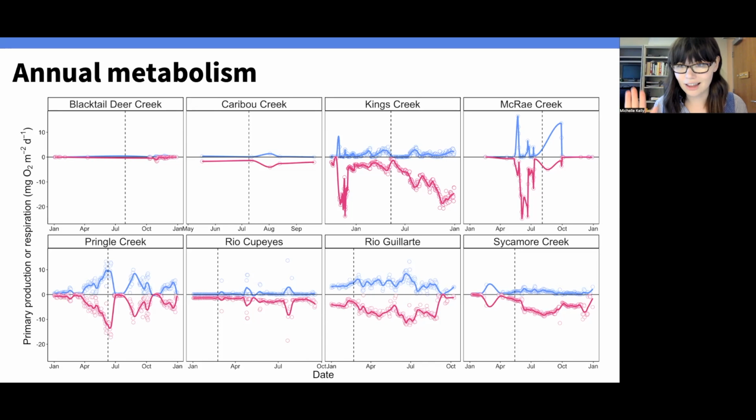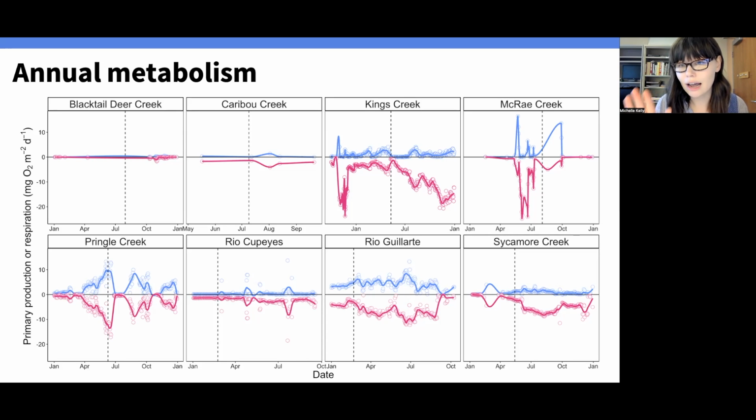The dotted line you'll see on the plots is the date we took those nitrogen fixation and denitrification measurements. At some of these sites, we're taking those N cycling measurements during a time period where production and respiration are relatively low in comparison to the rest of the year. That's Kings Creek. At some sites we're at a peak of production and respiration. Pringle Creek is an example of that. And some sites are relatively representative of what's happening throughout the year. Rio Guiarte is an example of that. So that's just to say that these nitrogen transformation rates may or may not be representative of what's happening throughout the year at these sites, right? They're just a grab sample measurement.